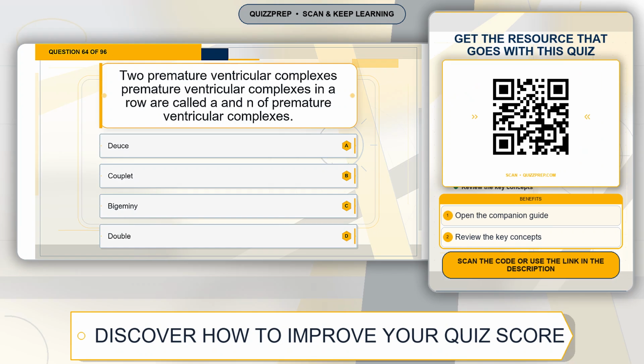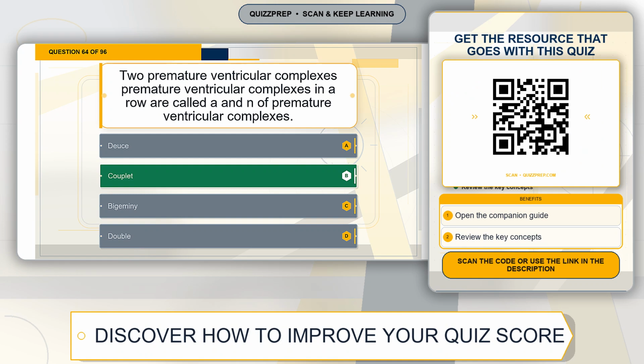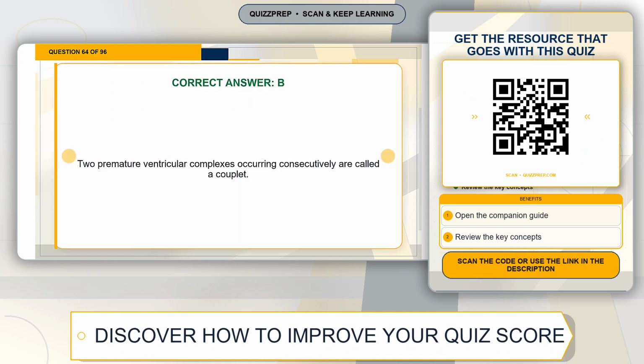Question 64. Two premature ventricular complexes in a row are called a blank of premature ventricular complexes. Option A, deuce. Option B, couplet. Option C, bigeminy. Option D, double. The correct answer is option B, couplet. Explanation. Two premature ventricular complexes occurring consecutively are called a couplet.